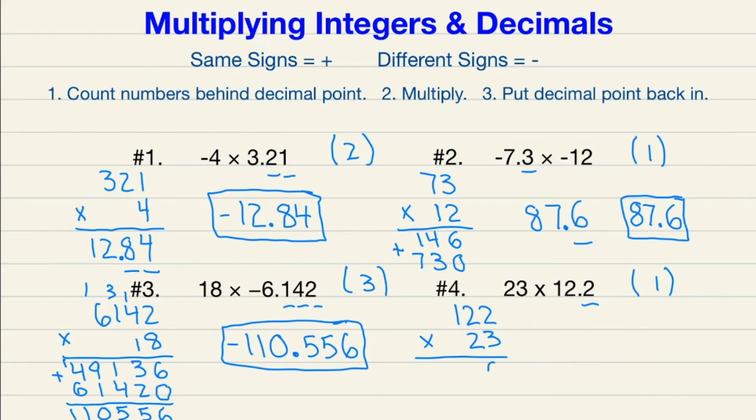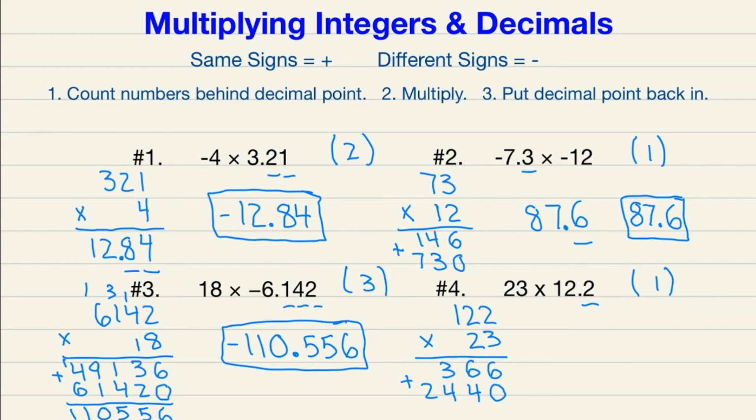3 times 2 is 6. Then we have 3 times 2 again. 3 times 1 is 3. Move down, you add a placeholder of 0. 2 times 2 is 4. 2 times 2 is 4 again. And then 2 times 1 is 2.